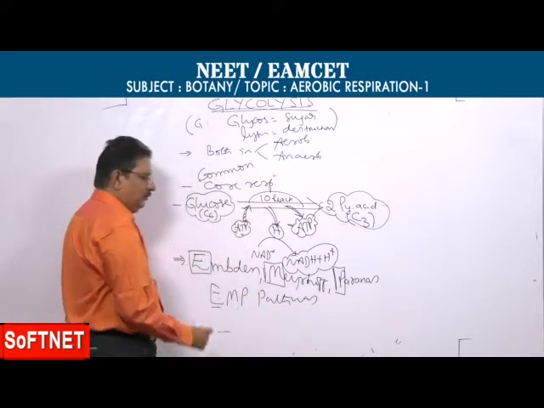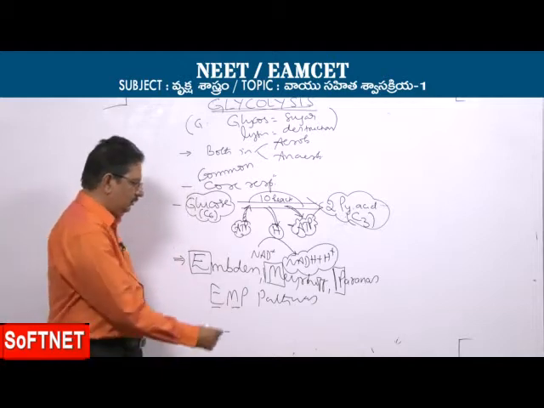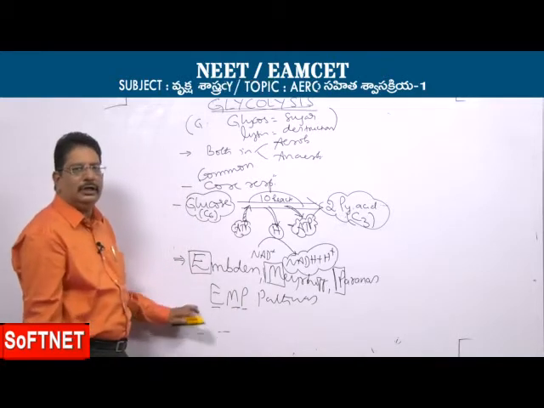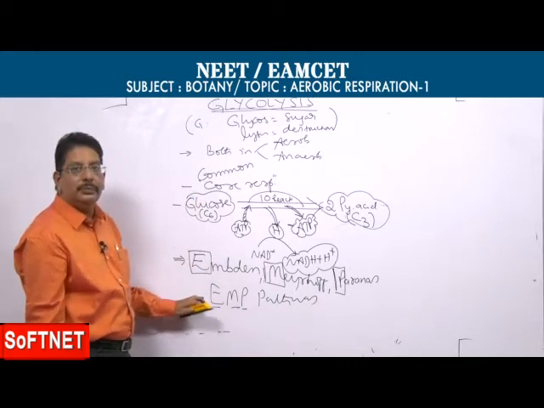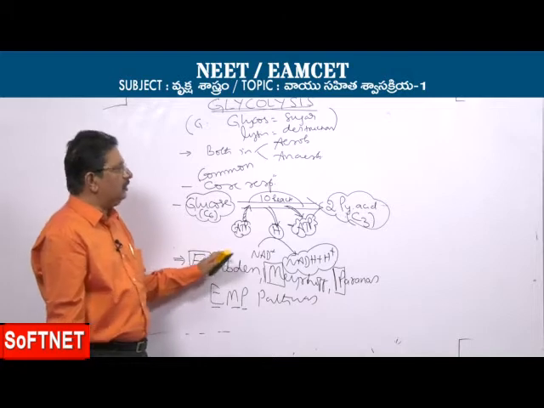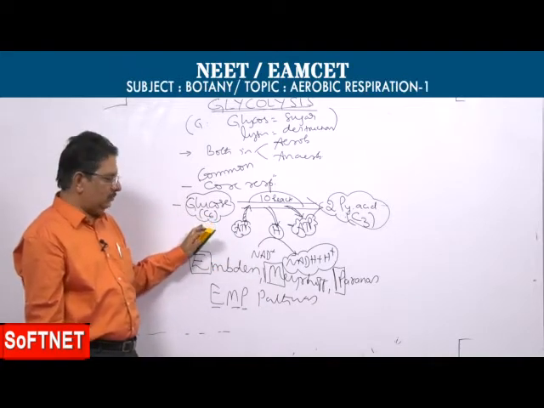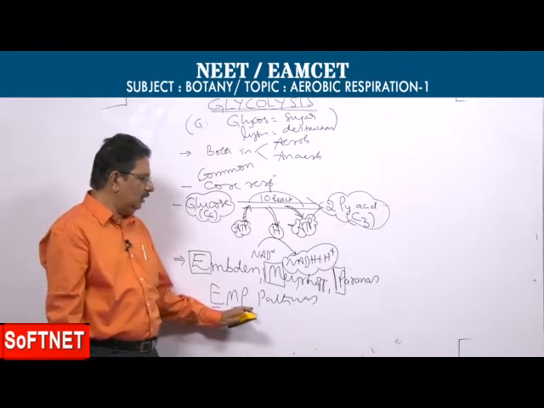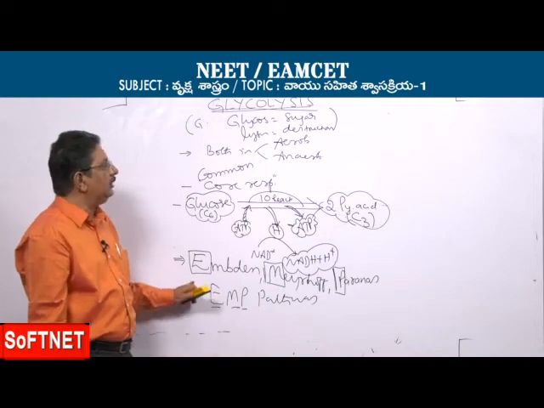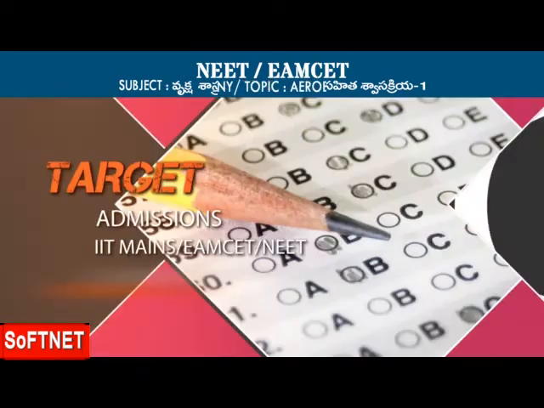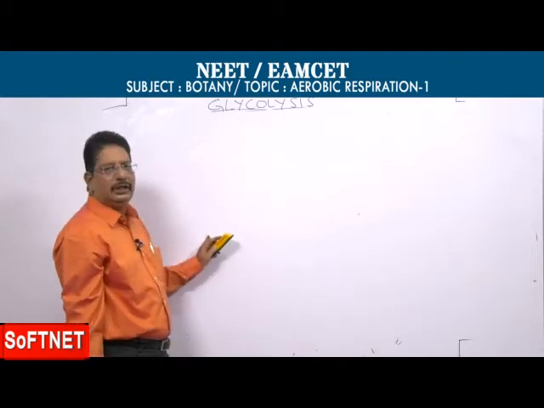So, E stands for Embden, M stands for Meyerhof, and P stands for Parnas. So, glycolysis, another name is EMP pathway. In most cellular organisms, glycolysis takes place by a mechanism called the EMP pathway. So, this is the introduction of glycolysis. So, see what are the details of glycolysis.